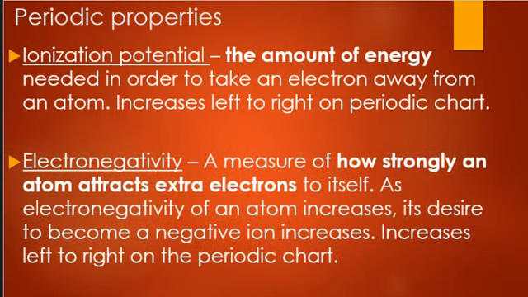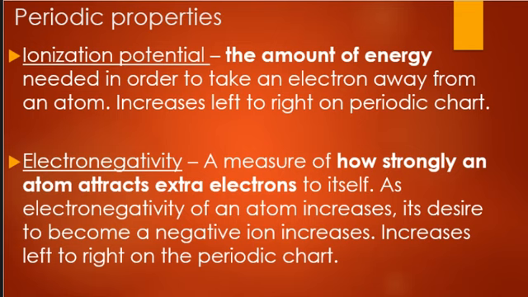Electronegativity, on the other hand, is the measure of how strongly an atom attracts it. So where ionization is how much energy is needed to take it, electronegativity is how much the other atom needs to attract it. Picture it this way: chloride is pulling on sodium's electron. Sodium wants to give it up easily, so chloride doesn't have to pull very hard. But if I have something other than those two, then we're going to have a stronger pull from that second atom. So electronegativity is the measure of how strongly the atom attracts extra electrons to itself.